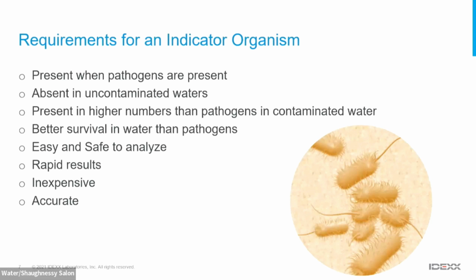The best kind of indicator organisms are ones that are going to be present when pathogens are present in the water. They'd be absent when pathogens are not. We want something that's going to be in very high numbers, so that we can take a very small sample, and within that small sample, determine whether or not the water is safe. We want them to survive as well or better than the pathogens in the water, so that we can find them. We don't want something that has a short life, so they disappear before we have a chance to find them.